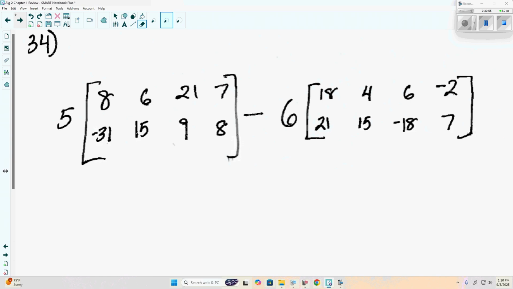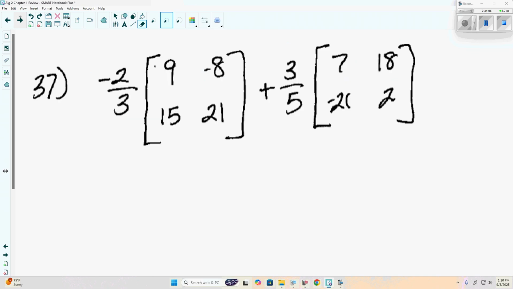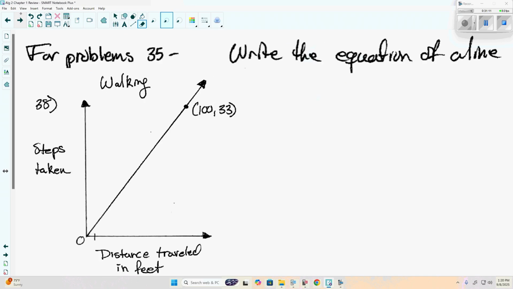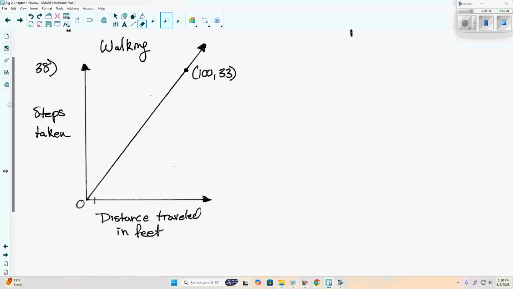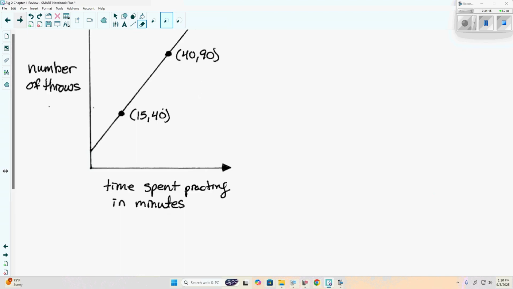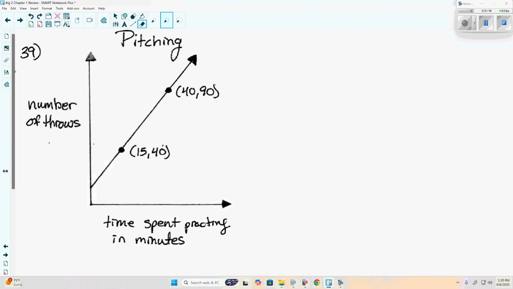Do we feel good with these matrix operations? That brings us to 39 through 41, I believe. 38 through 40. Love the fact that these get back on. Let's look at 39 and 40. So here, write the equation of the line and describe the slope. On the test, I just want you to write the equation of the line. You're not going to have to interpret the slope.